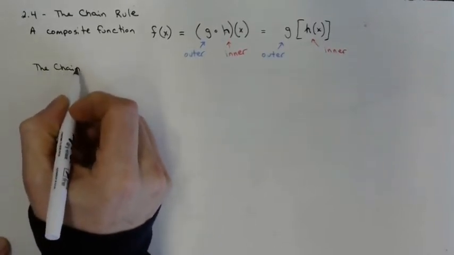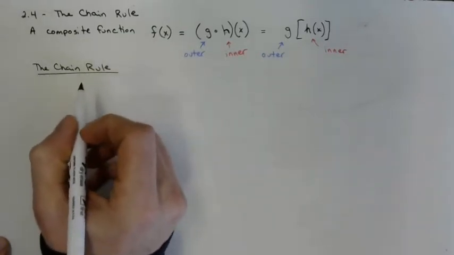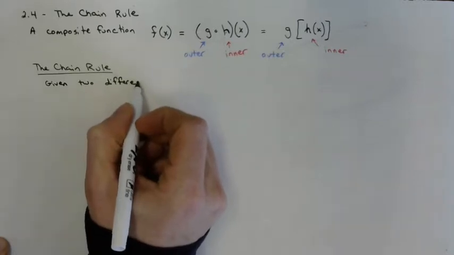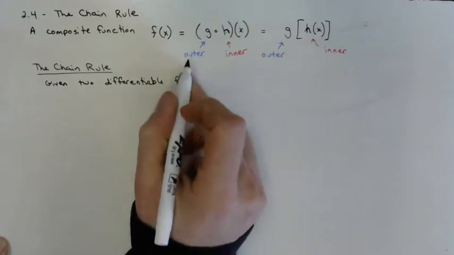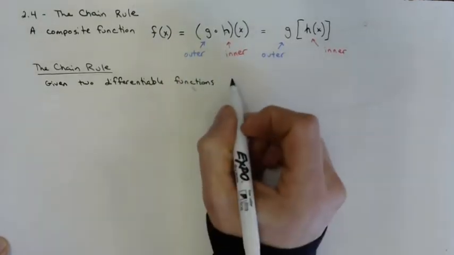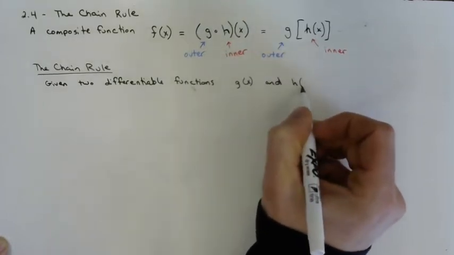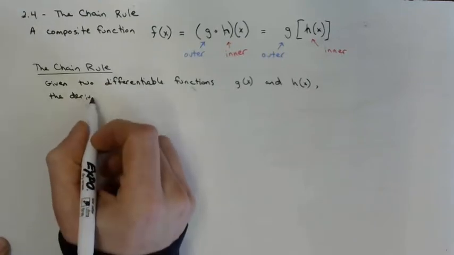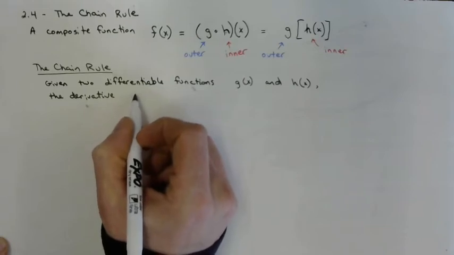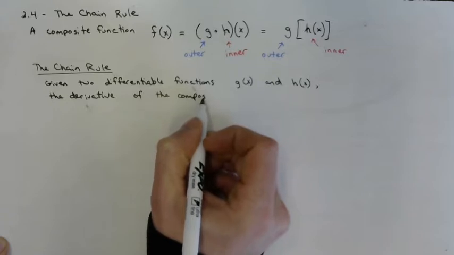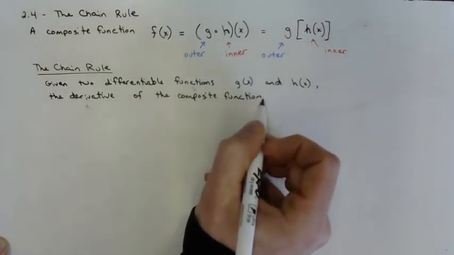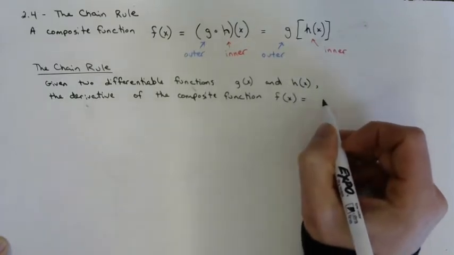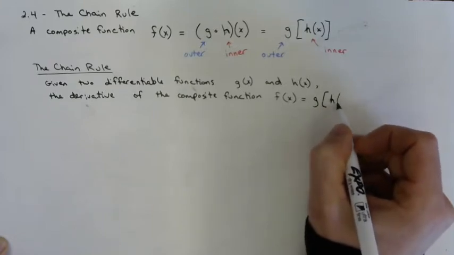The chain rule says, given two differentiable functions, g of x and h of x, the derivative of the composite function, I'm going to do this on two lines actually, the derivative of the composite function f of x, which equals g of h of x.